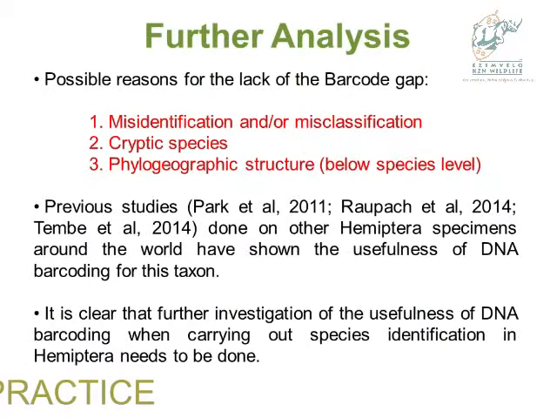So as you can see, there are possible reasons as to why the barcoding gap is not present and there is an overlap. First is a misidentification and or misclassification of Hemiptera, cryptic species, and the phylogeographic structure, which occurs below the species level. I say you need to work with this with caution, because previous studies done by these people have been carried out on Hemiptera from all around the world and have shown that DNA barcoding is in fact successful for this taxon. It is clear that further investigation into the usefulness of DNA barcoding needs to be carried out in order to see whether it is successful for Hemiptera.